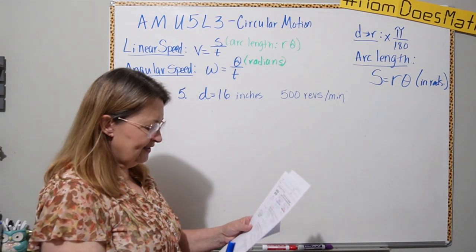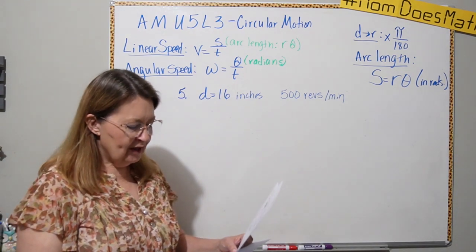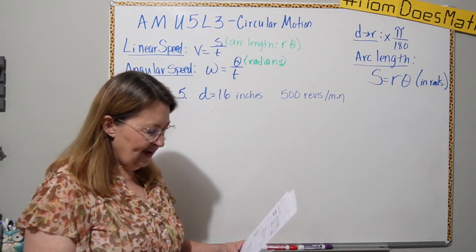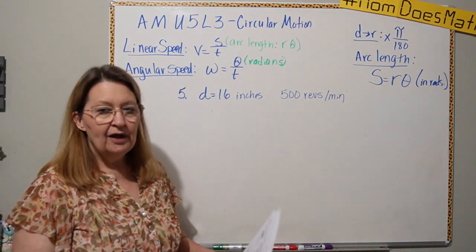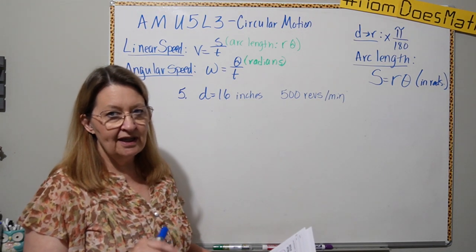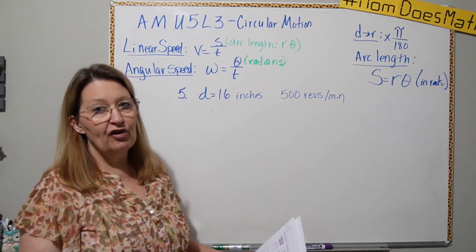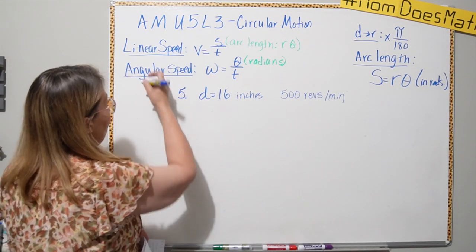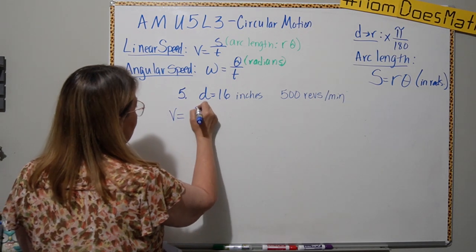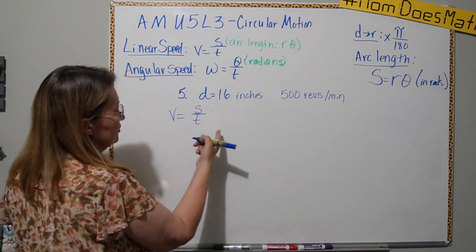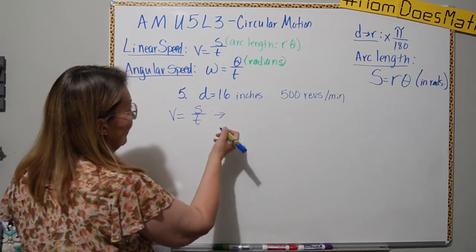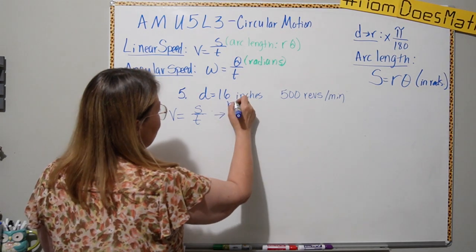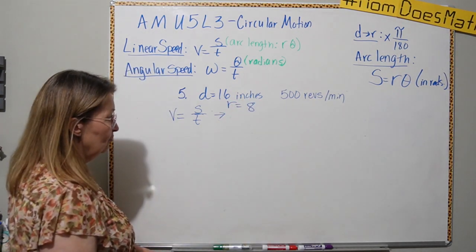Okay, for number 5, you have a 16-inch diameter tire on a car that's rolling at 500 revolutions per minute. Now we have to read carefully because it said find the linear speed in miles per hour. So notice the information we're given is in inches and minutes. So we are going to have to convert our final answer to get that to miles per hour. But anyway, we're going to start with our linear speed formula, which is V is equal to S over T, and the T is just going to be 1. So how do we find S? Well, first, instead of a diameter, I need a radius. So if my diameter is 16, my radius is 8, right?